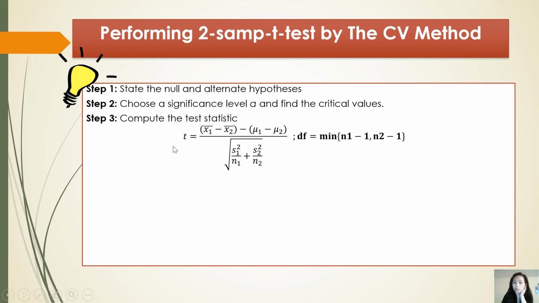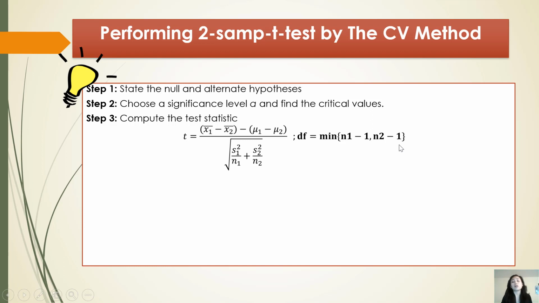So the test statistic is the point estimate over the standard error. The point estimate is the difference in the sample means minus the difference in the population means. And at the denominator, we have the standard error. The standard error SE is equal to the square root of S1 squared over N1 plus S2 squared over N2. And the degrees of freedom is the minimum of N1 minus 1 and N2 minus 1.